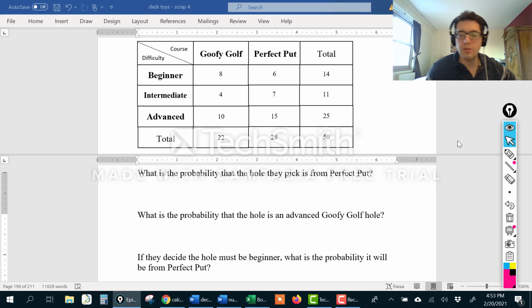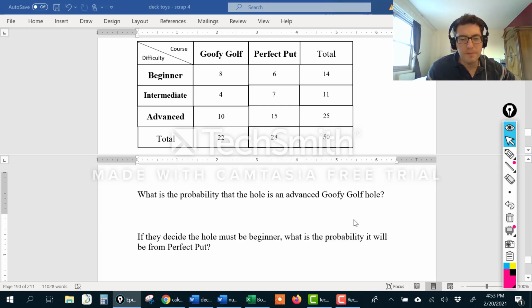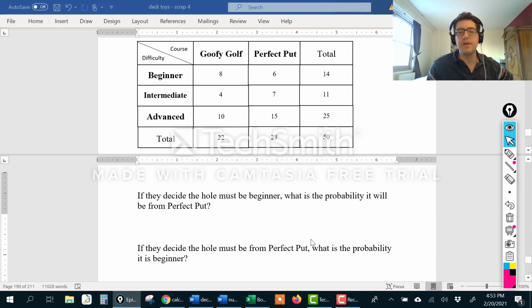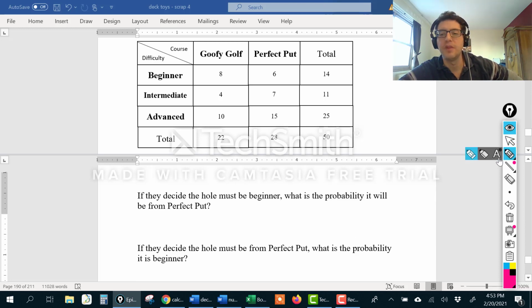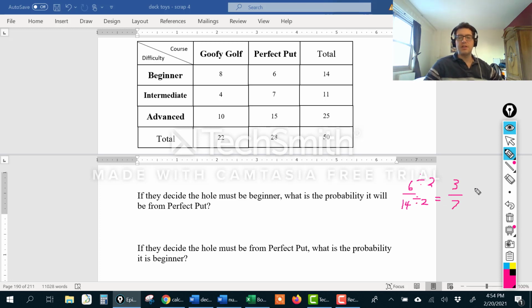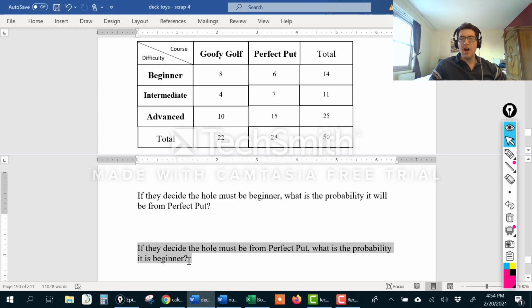Okay, so going back to the third problem, which is what we were on. If they decide the hole must be beginner, what's the probability it will be from Perfect Putt? So that was 6 out of 14. And we can reduce this and this by 2. And we would get 3/7 as our reduced probability. Now what about this question over here? If they decide the hole must be from Perfect Putt, what is the probability it is beginner? They have to be careful here. This question is not the same as this question.